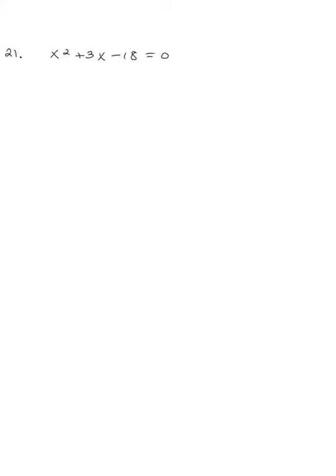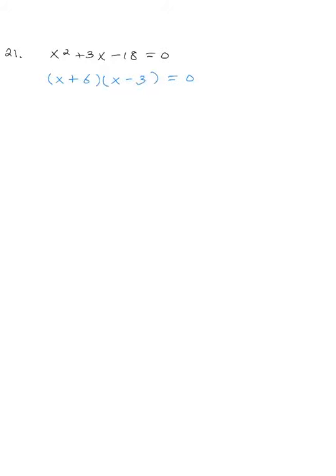To solve this equation, we're going to factor, and hopefully this is going to be easy enough just to guess the answer. If we do this, we have to have an x and an x, as well as a positive and a negative. If we want to multiply to 18, I think I want to use 6 and 3. Those not only multiply to negative 18, but add to a positive 3.